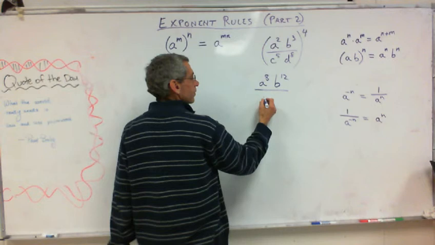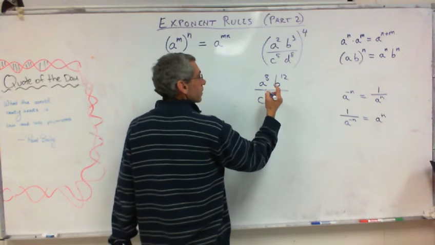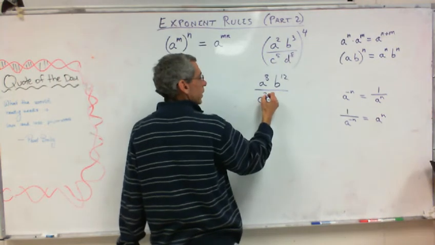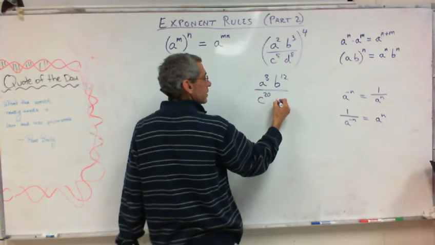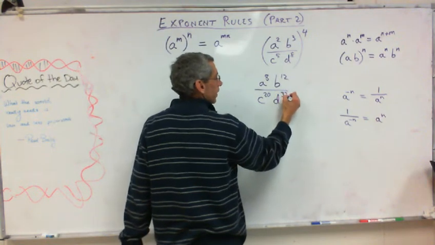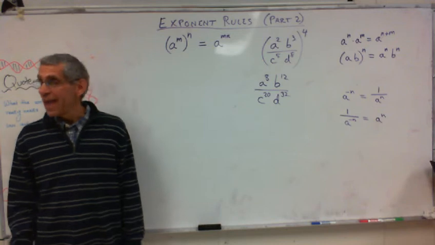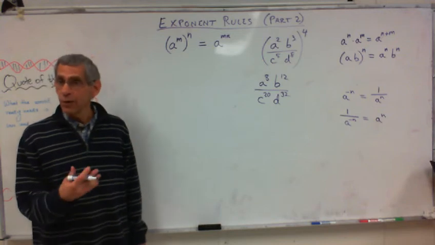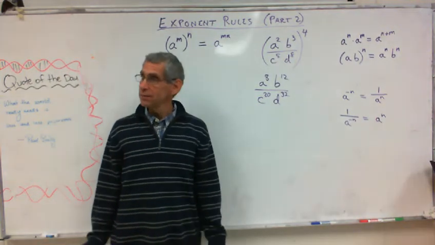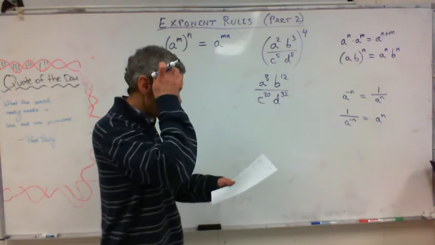And then c to the 20th power, right? C to the 5 times 4, which is 20. And then d to the 32nd power, right? Good. Makes sense, right? Every exponent inside the parentheses has to be multiplied by that outside exponent. Does that make sense? Pretty clear, right? It's very similar to the distributive property.